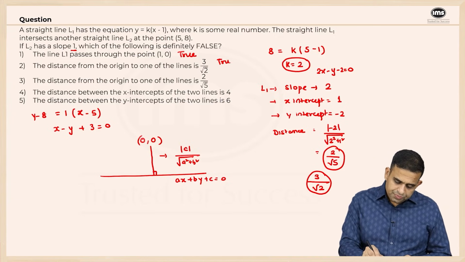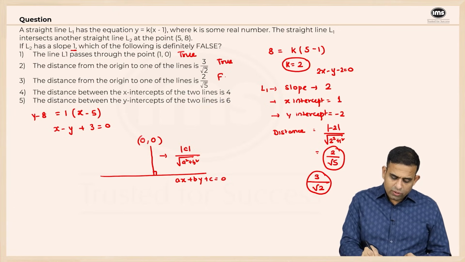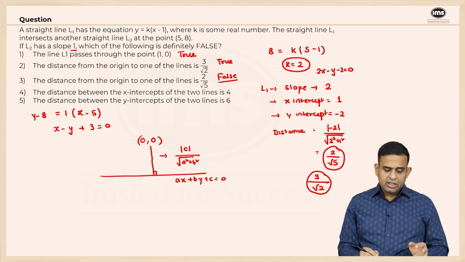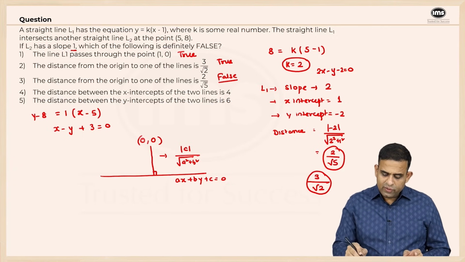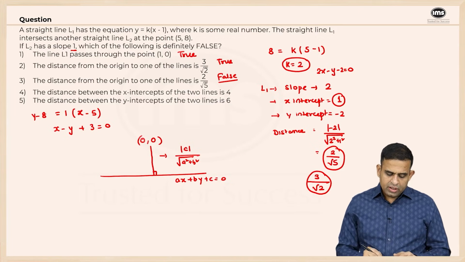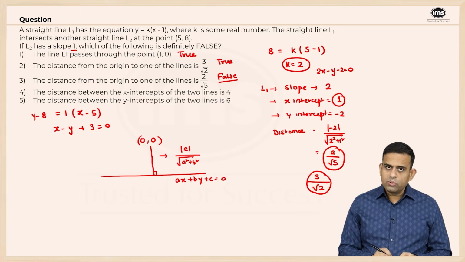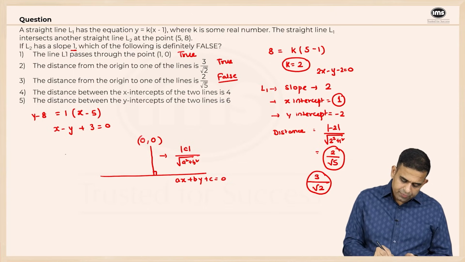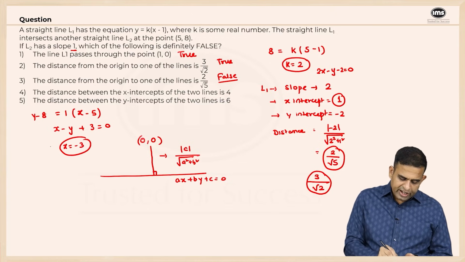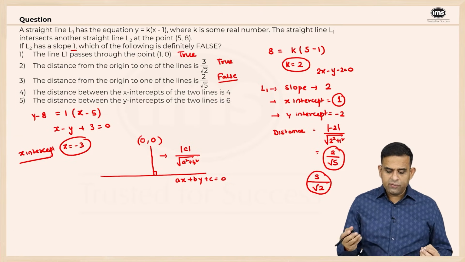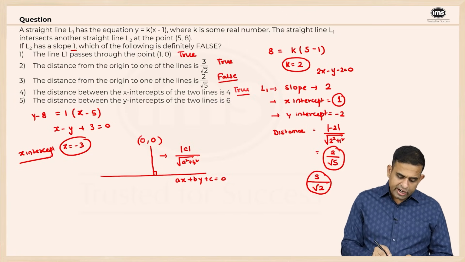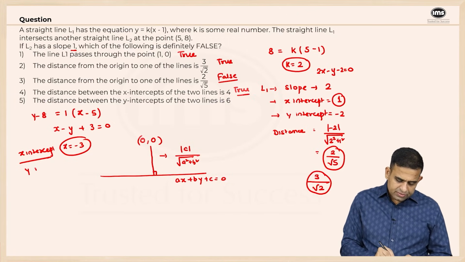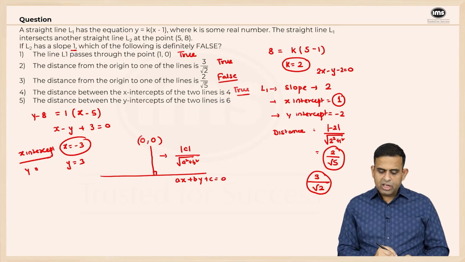This is also true. The third one seems to be false right now at the moment. Let me assess the other options as well. The distance between the x-intercepts of the two lines is 4. Understand, for line L1 the x-intercept is 1. Over here, if you put y equal to 0, x will become equal to negative 3. So the required distance between minus 3 and 1 is indeed 4. This also is true. If you put x as 0, you will get y equal to 3. So your y-intercept will become equal to 3.